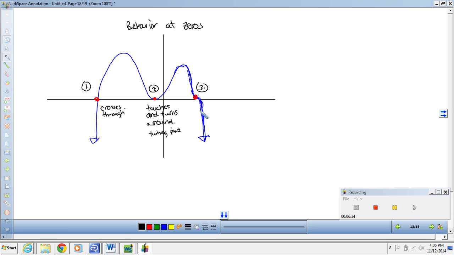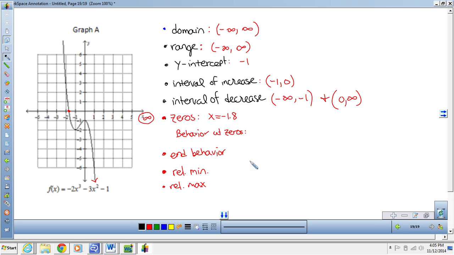At this last 0, we'll call this 3, it wiggles through the x-axis, but we call that a point of inflection. So it goes through with an inflection. Okay, we can call this an inflection point. Okay, so let's continue on our graph over here. So our zeros, the behavior at this 0 in particular, we're looking at just crossing straight through.